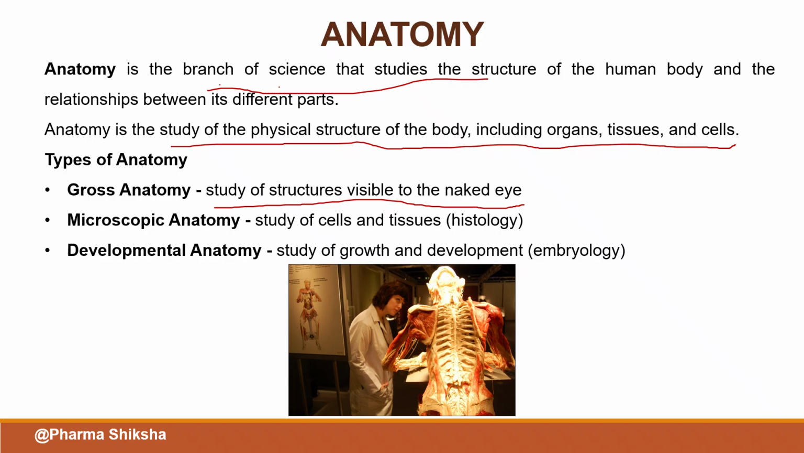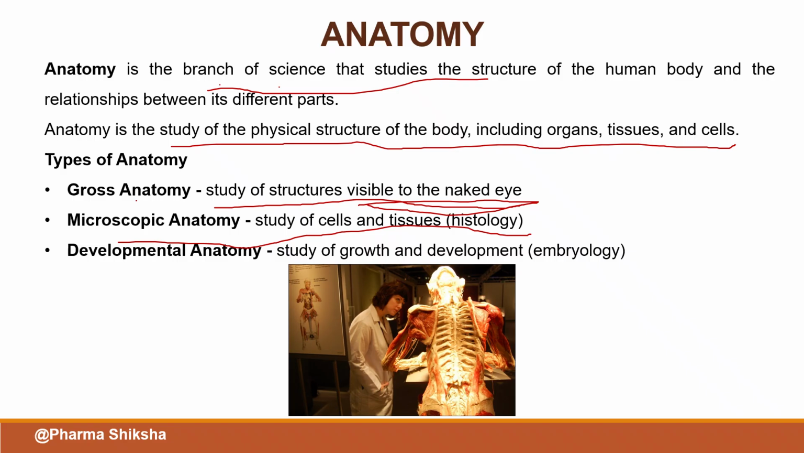So normally we can see the lungs, the muscles, the skin. These are the gross anatomy, visible to the naked eye. Remember the point: gross anatomy means the study of structures which are visible to our naked eye. We don't need any microscopes. And microscopic anatomy means we can study only under the microscope, for example tissues or cells and cell division. These are examples of microscopic anatomy.